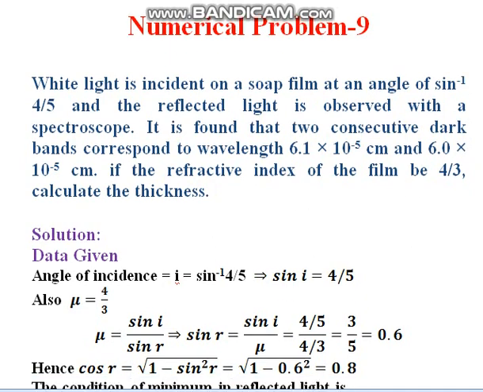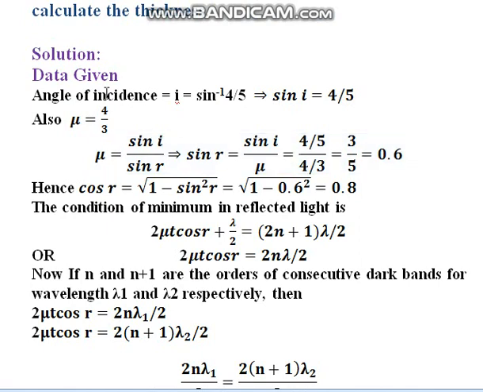Let's see here. The angle of incidence is given by sine i = 4 upon 5. With the help of Snell's law and some trigonometrical relations, we can obtain the cos r value. The cos r value is equal to 0.8. We will use it whenever required. Now the condition for minima: this is the path difference, and we equate it to an odd multiple of lambda by 2 and solve it. The final condition is this.